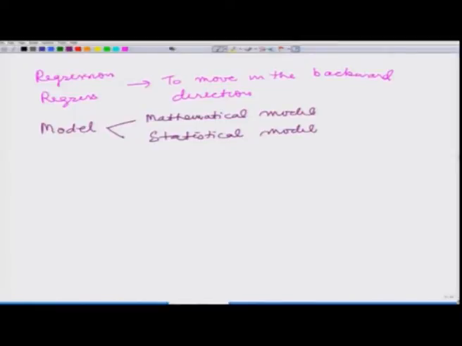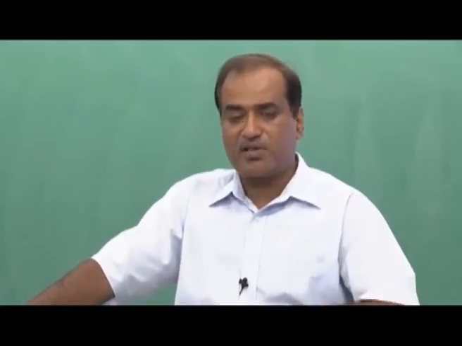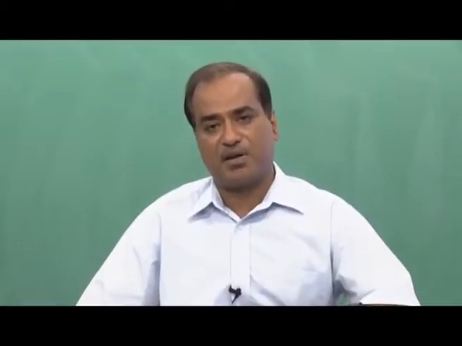An important difference between a mathematical model and a statistical model is that mathematical models are usually exact in nature, and statistical models take care of random variation. The problem with this random variation is that it is not in our control.